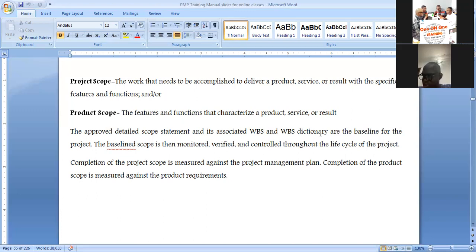Or its characteristics, or its functionality, or its function. Because functionality and characteristics, you can use the two together. The characteristics of either the product, the services, or the results we are paid to create.